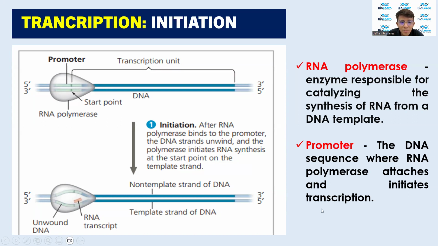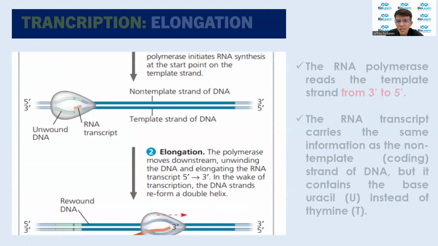After RNA polymerase binds to the promoter, the DNA strands unwind. So it unwinds, and the polymerase initiates RNA synthesis at the start point on the template strand. So again, RNA polymerase attaches to the promoter sequence on the DNA, the DNA unwinds, and the RNA starts to form, specifically mRNA.